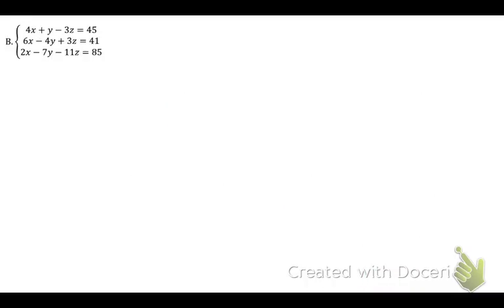Let's look at this one. So 4x plus y minus 3z equals 45. 6x minus 4y plus 3z equals 41. 2x minus 7y minus 11z equals 85.